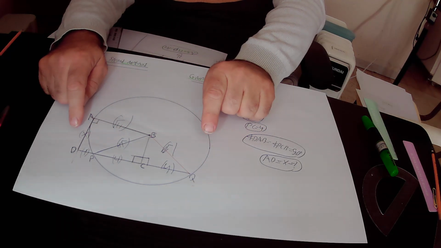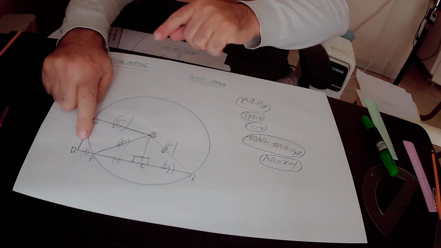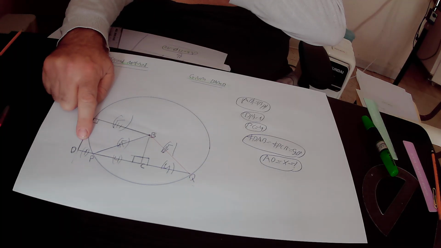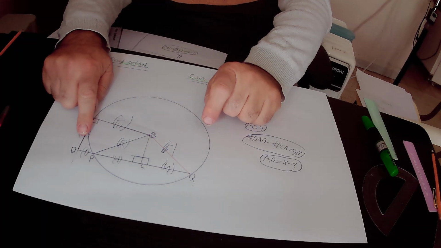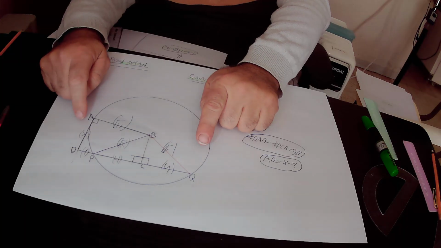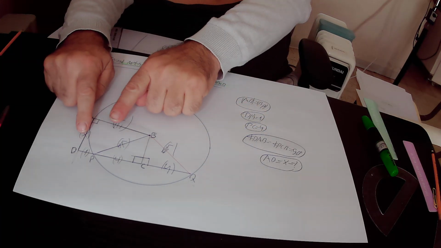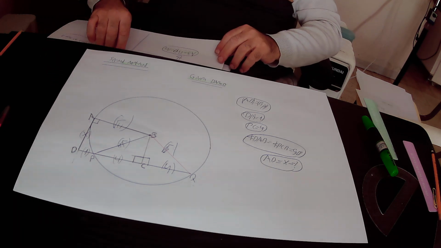The length of the tangent squared is DA squared, and it equals the product of the external part of the secant, that is DP, times the length of the secant in total, that is DQ. So DP times DQ equals AD squared. Or AD squared equals DP times DQ according to the tangent secant theorem. So I write it down.